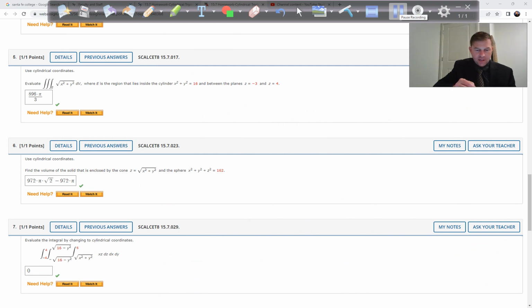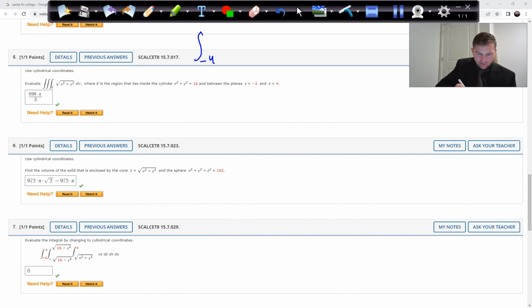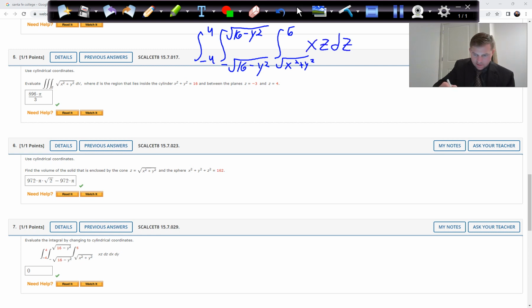Okay, in problem 7, again, we're going to kind of immediately start to shortcut the problem. So we have from minus 4 to 4, then we have minus root 16 minus y squared to positive root 16 minus y squared. And then we have square root of x squared plus y squared all the way to 6. And they have xz, dz, dx, dy. Well, this is a cone, and a cone is going to have 360 degrees, so 0 to 2π for theta. We've seen this many times now.